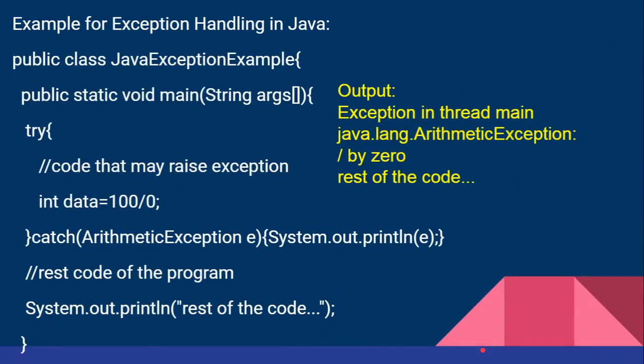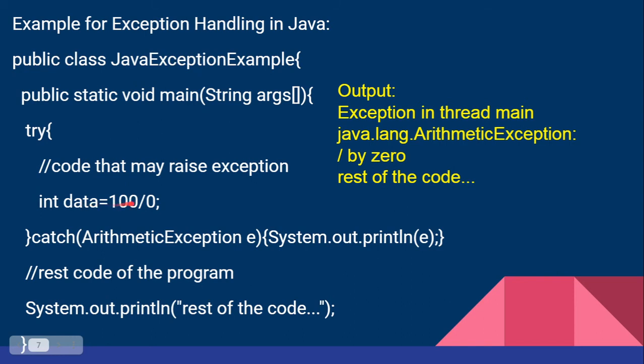And now let us see an example of exception handling. Public class, here are the keywords. JavaExceptionExample is the name of the class, and as usual the function starts with public static void main String args, and this is the try and this is the catch block. So this try block contains some code written by the user. What is the code here?